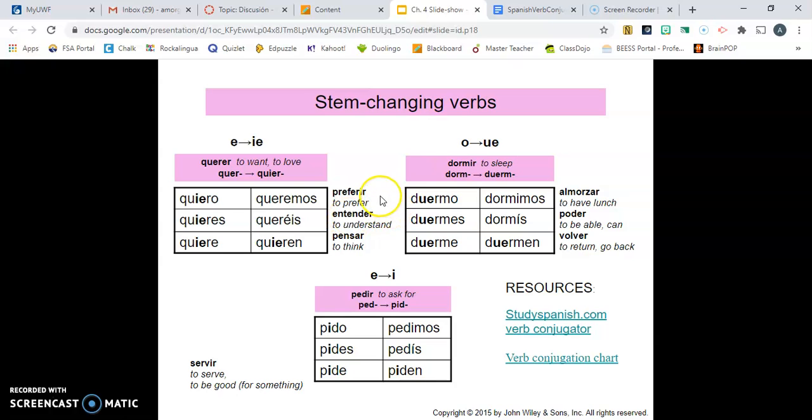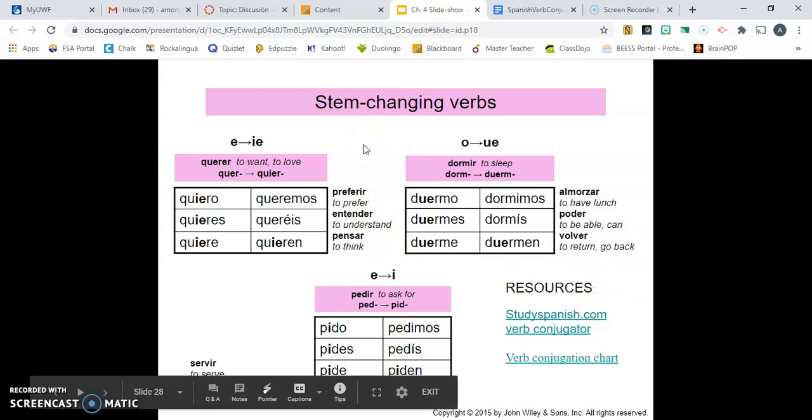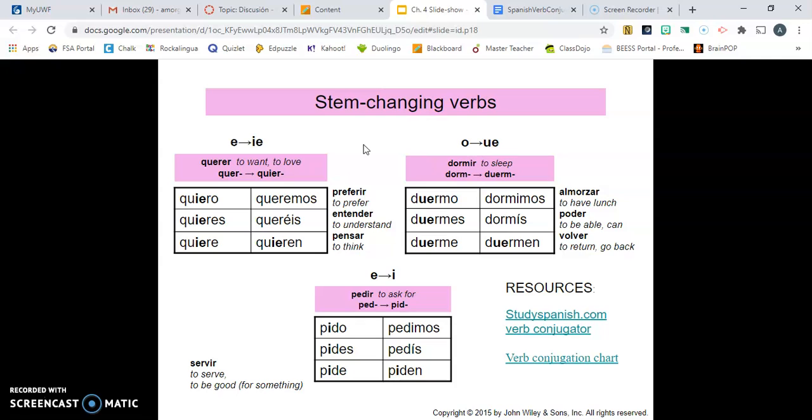entiendes. And you can see a lot of these conjugated in your book, or you can go again to the Spanish verb conjugator and look at those for extra practice. So notice that the rules are, it's going to change in all forms except nosotros and vosotros.